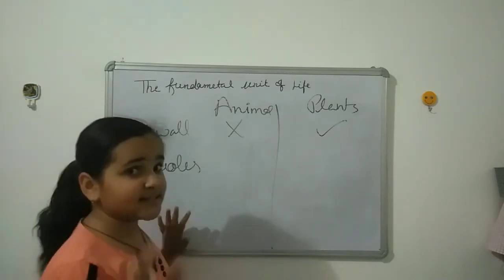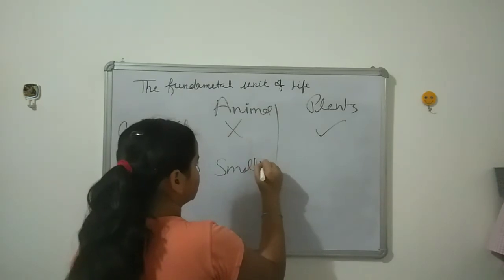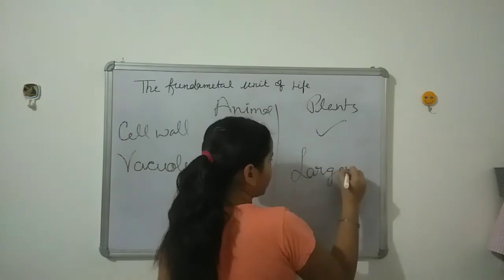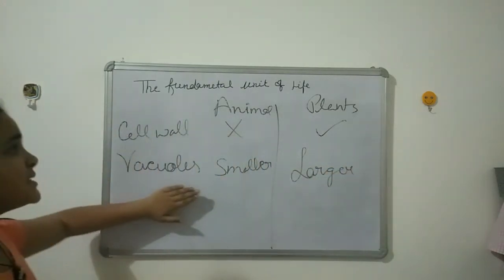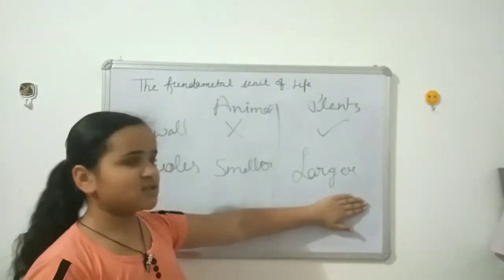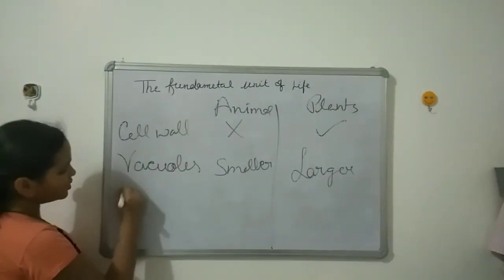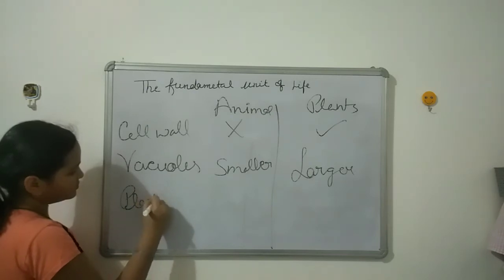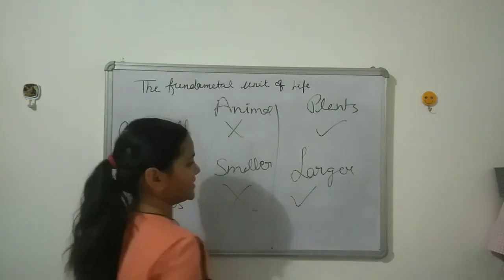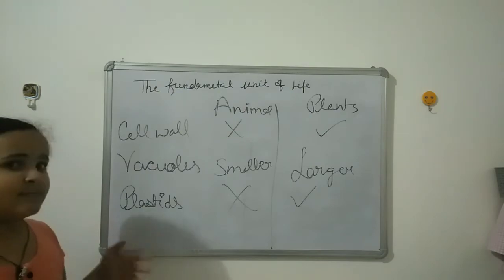Vacuoles are present in animal cells but of small size, and in plants, vacuoles are present of larger size. Now the third difference is plastids. Not present, present. So these were the main differences between the animal cell and plant cells.